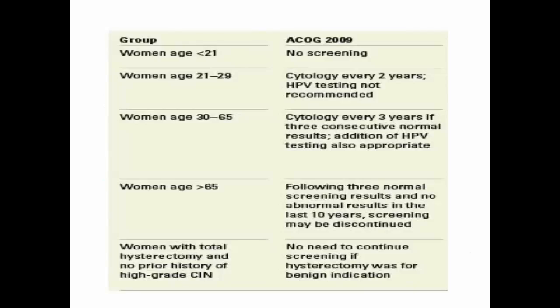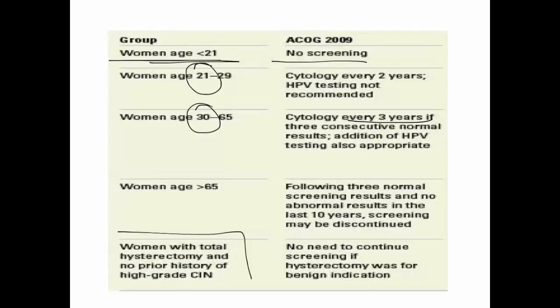Very important. Now this table is showing us the regulations for pap smear. We just want to go through the important things. Before the age of 21, no screening. It starts at 21. If you reach 30 and you have 3 normal results, you can do it every 3 years. And if the patient has had a total hysterectomy, there's no need to continue screening. These are the most important notes.